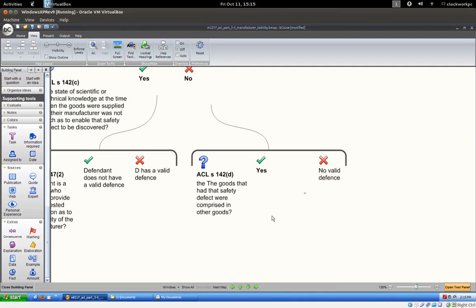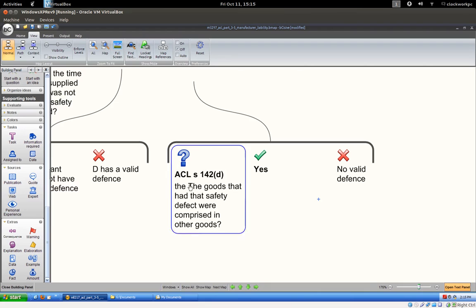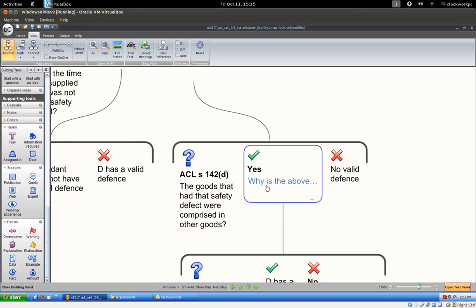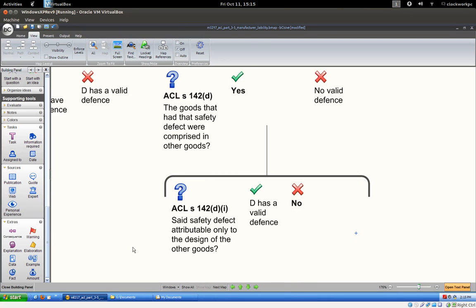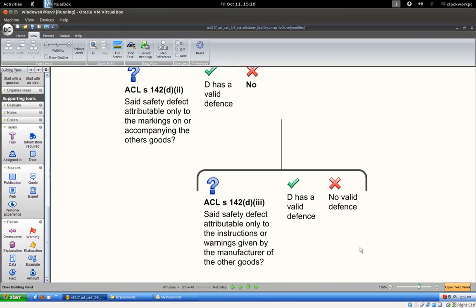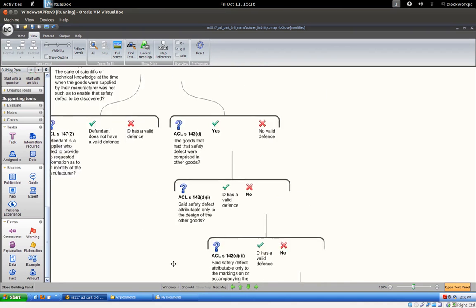Next, the ACL section 142D: if we're talking about goods that were bundled in, or were a component of, other goods, then the question is whether the safety defect was attributable only to the design of the other goods. So 142D1, or basically if you can blame it, from the defendant's perspective, on what the product in question is mixed or bundled with. So the design of the other good, the markings on the other good, the instructions, the warnings, etc. So those are the possible defenses.